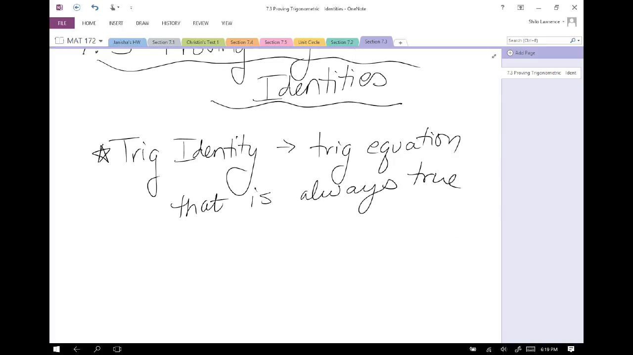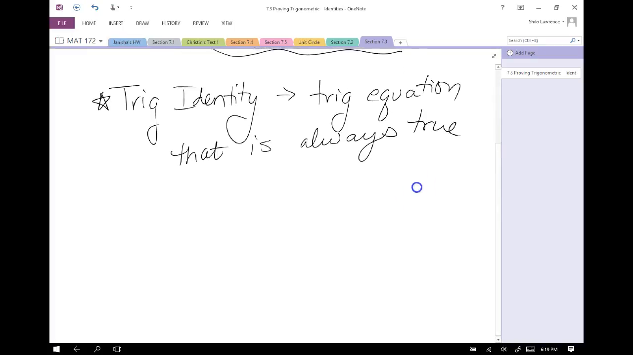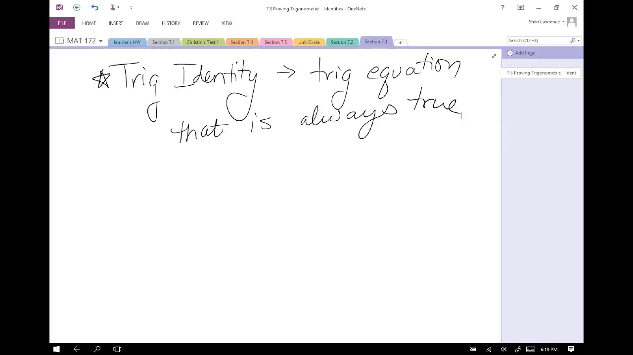Now, it might not be one of the basic ones that falls into one of the categories that we learned in section 7.1 and 7.2. So we didn't talk about it in 7.1 and 7.2, but we can use those basic identities to help us prove that these new ones are true. And that's what we're trying to do here in 7.3. So there's a couple ways that we can go about this.